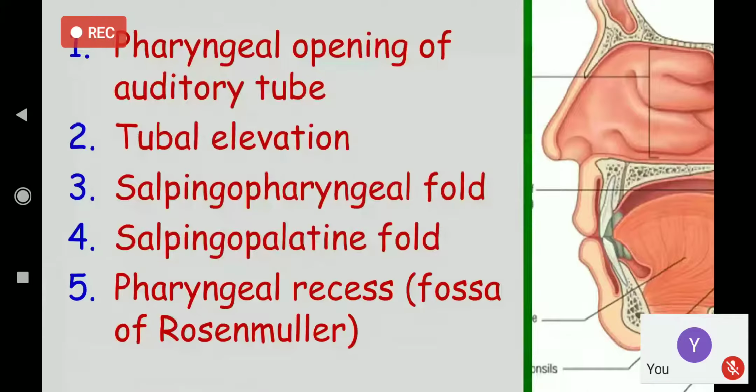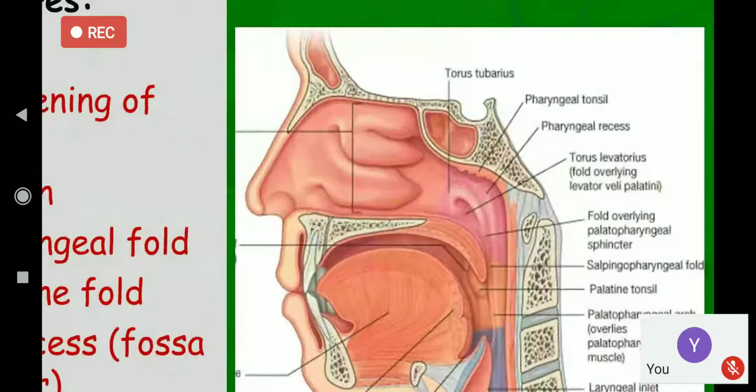Now the fifth one is the pharyngeal recess. Just behind the tubal elevation, we have a gap, a concave part. This is known as the recess, so this is known as the pharyngeal recess. So these are the features present in the lateral wall of the nasopharynx, and you have to remember this one. This one is important. Now I'll move on to the individual features.